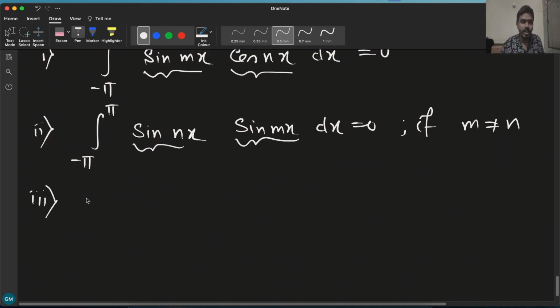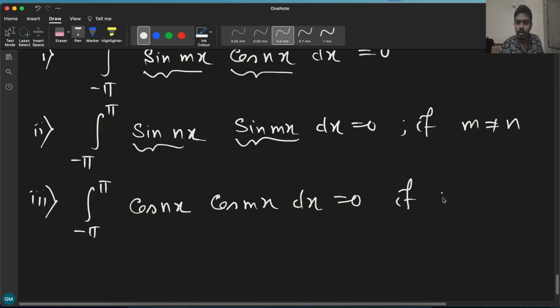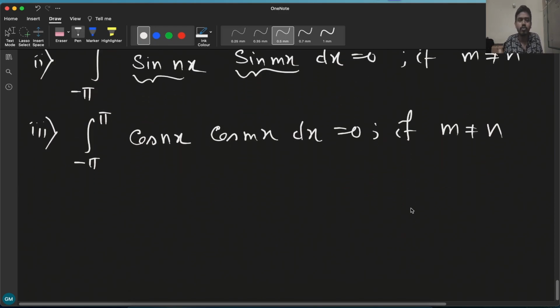So number 3, integral from minus pi to pi of cos nx cos mx dx equals 0 if m is not equal to n. What will it prove? It will prove that cos mx and cos nx for m not equal to n are orthogonal.